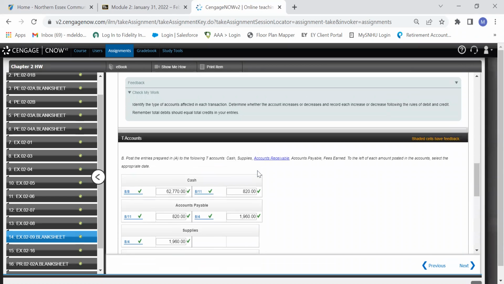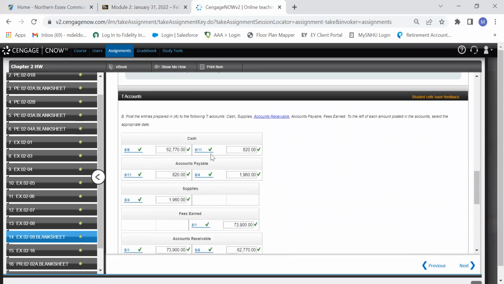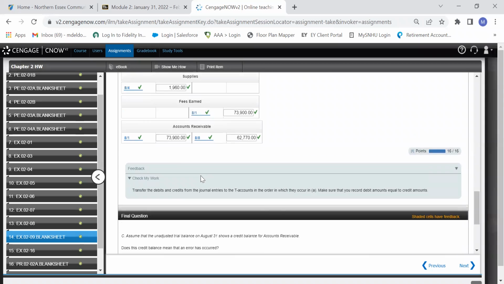So those would be our T accounts, and what we would do is, we would show the ending balance for all these accounts at the end of the period. So for cash, we would have an increase of 62,770, a decrease of 820, and the net difference would be a debit balance on the cash side.